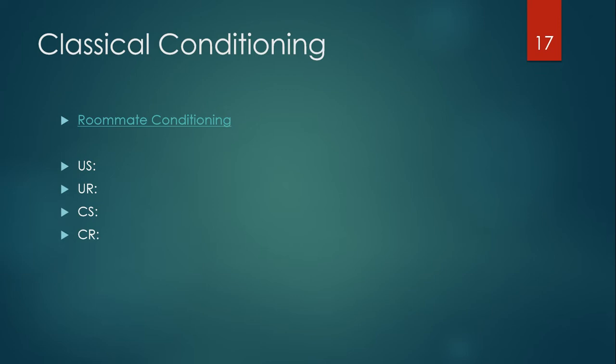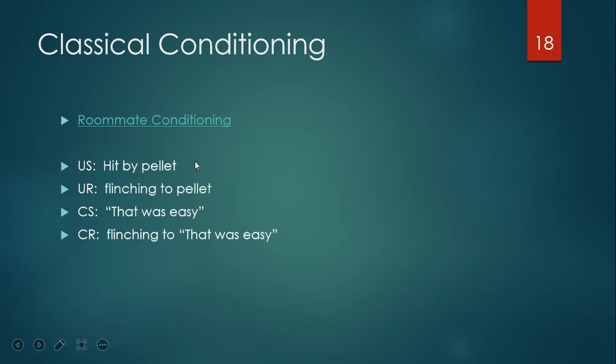So the unconditioned stimulus, that's going to be getting hit with a pellet. When you're hit by a pellet, you don't have to learn that that is painful. So your unconditioned response, your reflex, is flinching in pain, flinching when you're hit by that pellet. All right, so that's the part we don't have to learn. That's the reflex part. What is the part that we have to learn? The conditioned stimulus, the thing that is being paired with getting hit by a pellet, is that sound effect. "That was easy." So the conditioned response is flinching whenever we hear "that was easy" from the "that was easy" button.